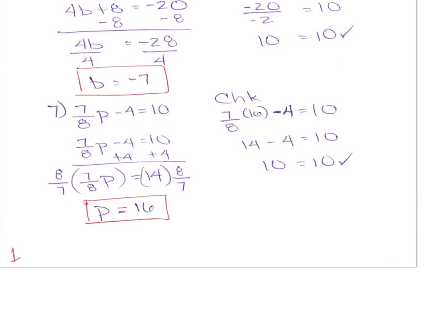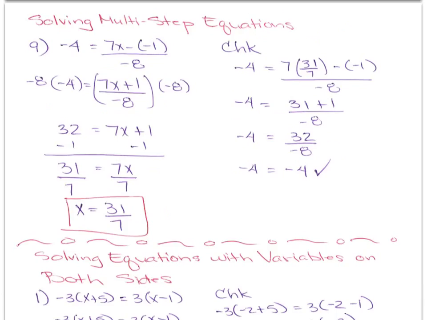Now let's move on to other multi-step equation problems. So right here we have another example of solving multi-step equations. This is problem 9 in your review. We have negative 4 is equal to quantity 7x minus negative 1 all over negative 8. From here, we need to get rid of the denominator first, the divided by negative 8. As you can see right here, I multiplied both sides by negative 8. But also, notice that I changed the minus a negative 1 to plus 1. Minus a negative 1 just means plus 1.